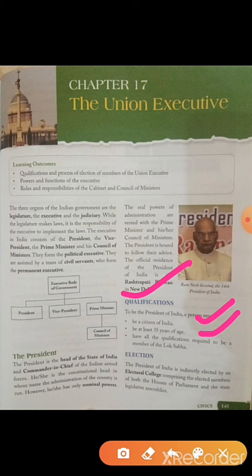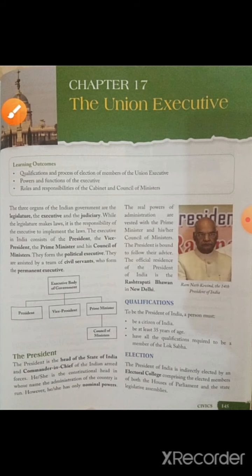And then second, be at least 35 years of age. That is, a president should be at least 35 years of age. If a person is 35 years of age, then only he can be a president. Then, have all the qualifications required to be a member of the Lok Sabha. Whatever qualifications are required for a person to be a member of Lok Sabha, the same are the qualifications required for the person to be a president.